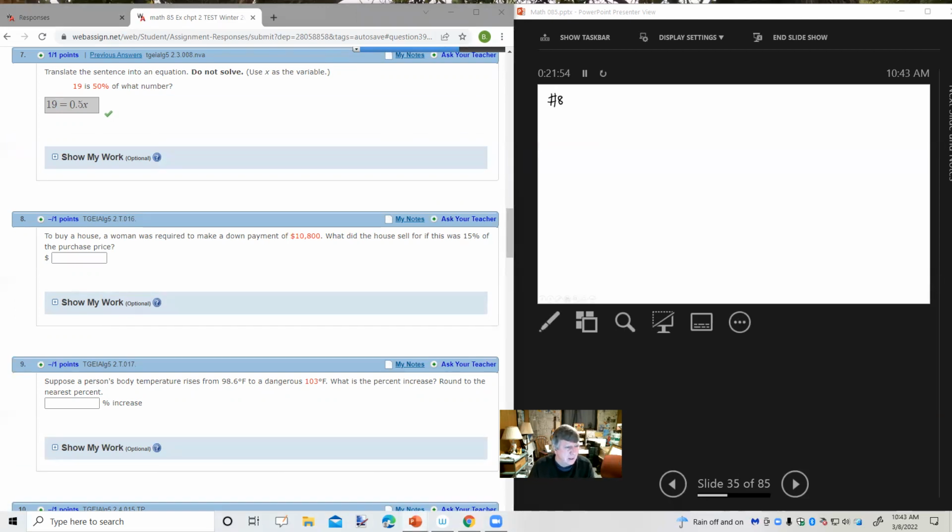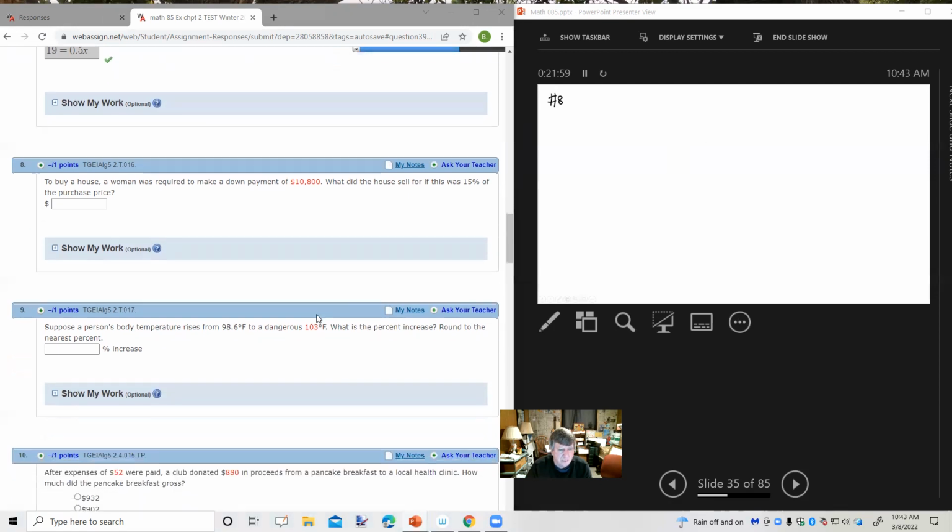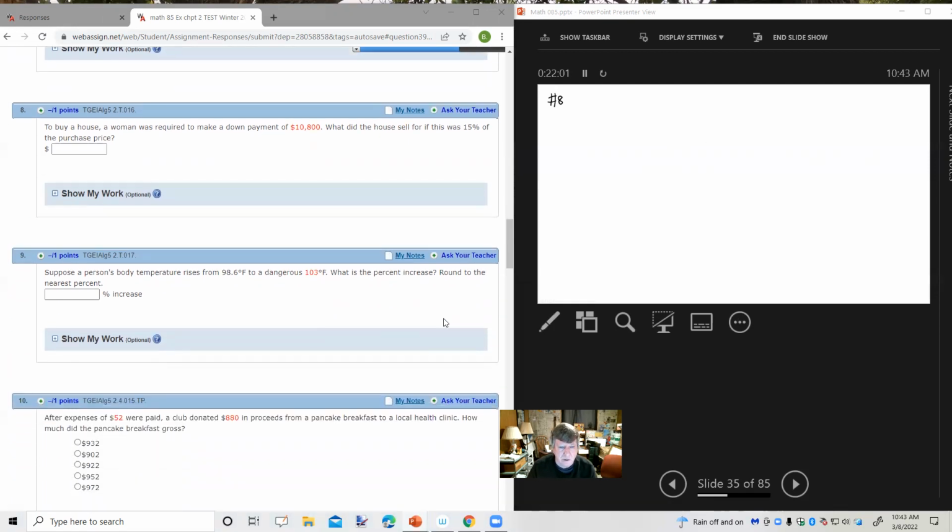Number 8. To buy a house, a woman was required to make a down payment of $10,800. What did the house sell for if this was 15% of the purchase price? Well, that word "this" refers to the $10,800. So this was, which is the past tense of is, 15% of the purchase price. So our equation becomes 10,800 equals 0.15x.